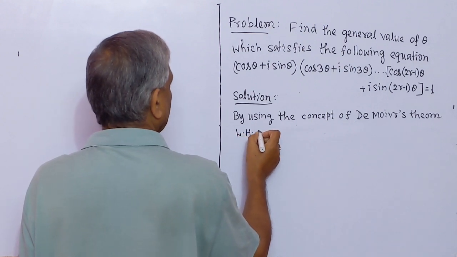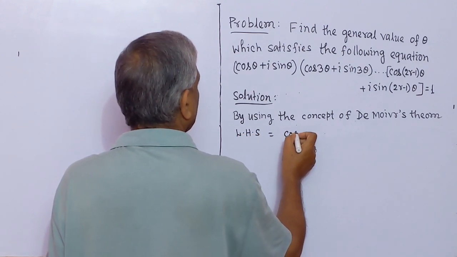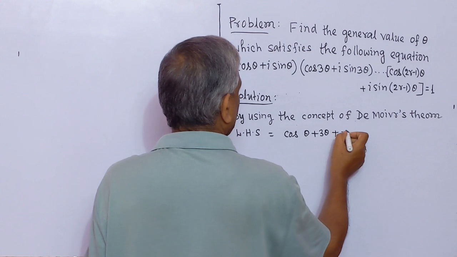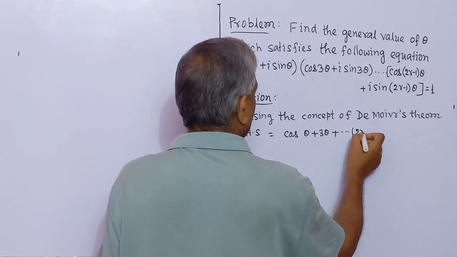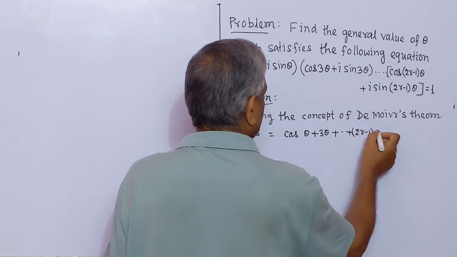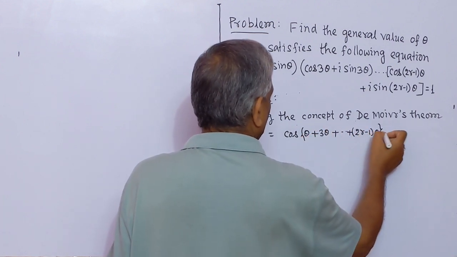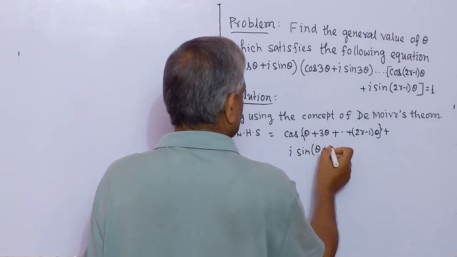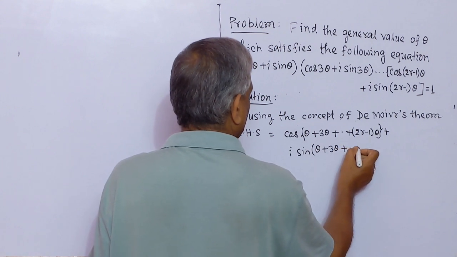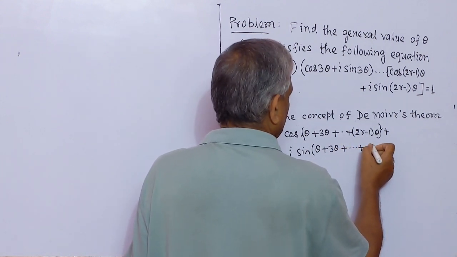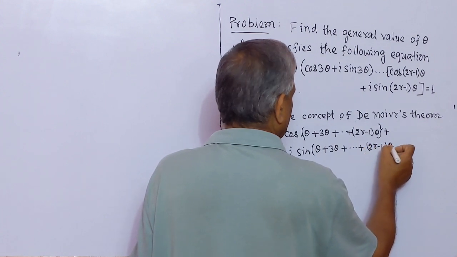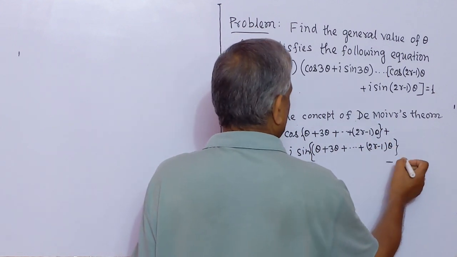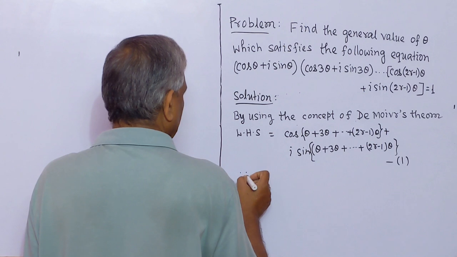Left hand side equal to cos(theta plus 3 theta plus and so on plus (2r minus 1) theta) plus i sin(theta plus 3 theta plus and so on plus (2r minus 1) theta). This is number 1.